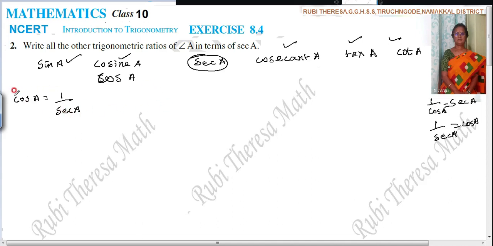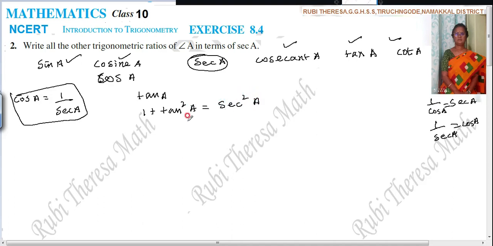Next one is tan A. 1 plus tan squared A equal to secant squared A. This is a trigonometric identity, the Pythagorean identity. From this, you can find out tan. That is tan squared A equal to, what is here in RHS?